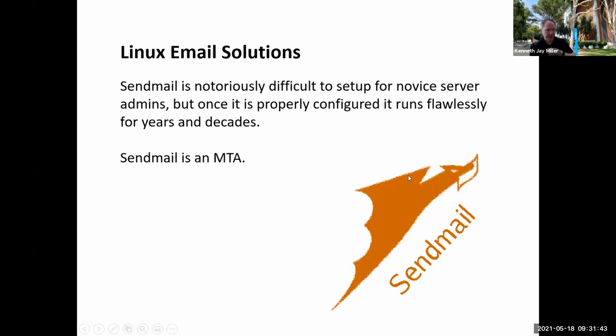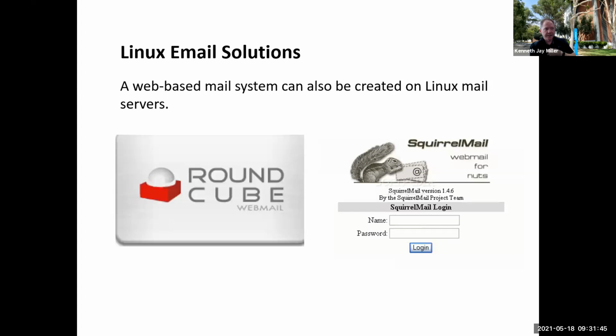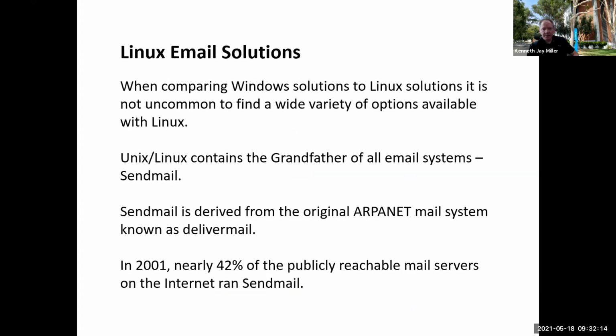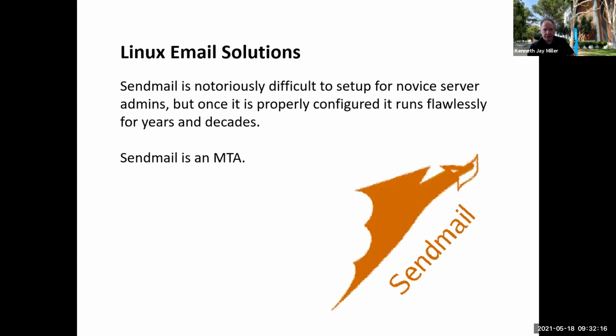Now, a web-based mail system can also be created on Linux mail servers with Roundcube and Squirrel Mail. All of these systems, SendMail, Postfix, Roundcube, Squirrel Mail, are free. They're open source. Whereas Outlook Web App and Exchange is a paid service, and it's an expensive server. For a small company, just to buy the Exchange mail software can run close to $5,000 to $10,000. So it's an expense. So a lot of smaller companies are like, well, let's just use the free stuff, but it's a little more difficult to set up.